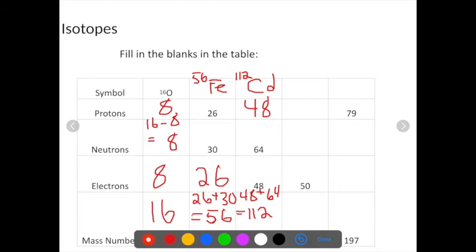Next one, we're only given the number of electrons. We take electrons and put that number for our protons since we have a neutral atom. Then we figure out who has 50 protons as their atomic number, which is tin. The symbol for tin is Sn.